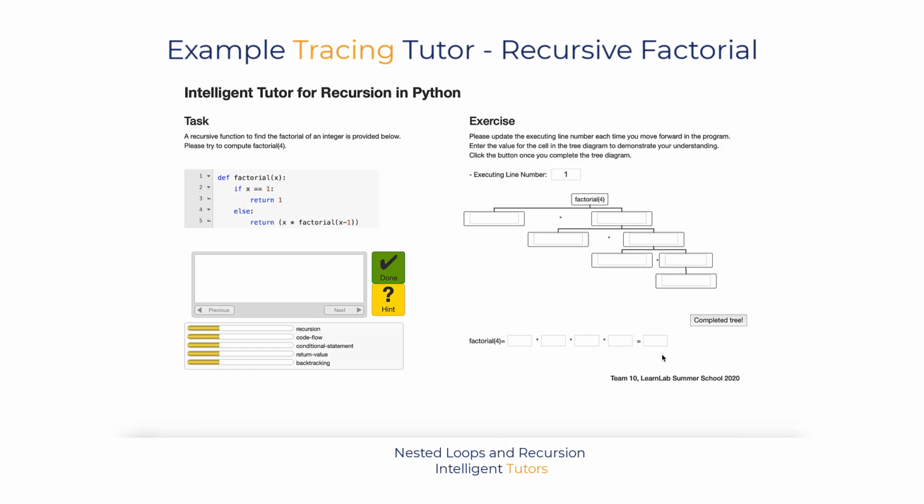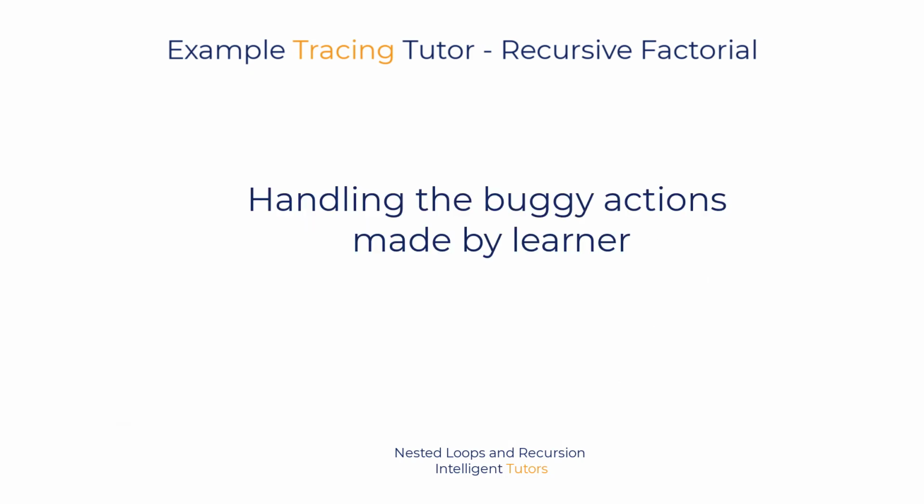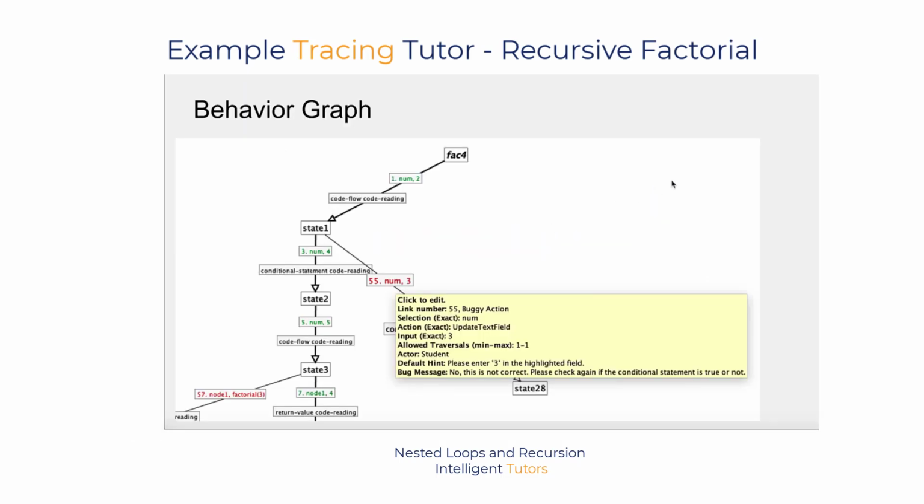Therefore, we implemented the arrows hint. So after students complete the tree diagram, when they click on the button, the arrows appear. These arrows show the direction of backtracking. With this little hint, a student can understand backtracking more. Now I'm going to show the behavior graph of the recursion tutor. This is just part of the behavior graph.